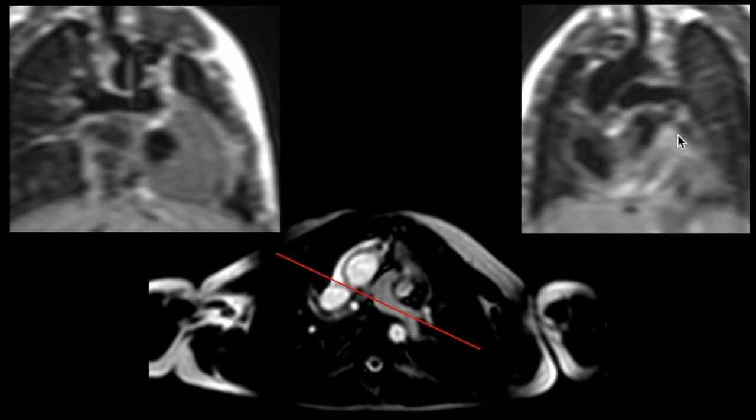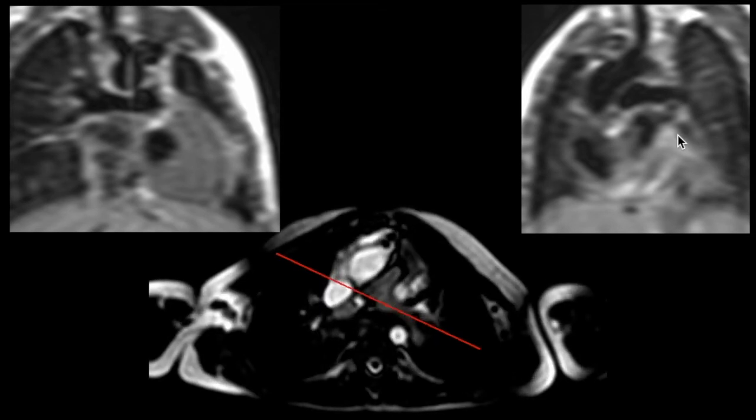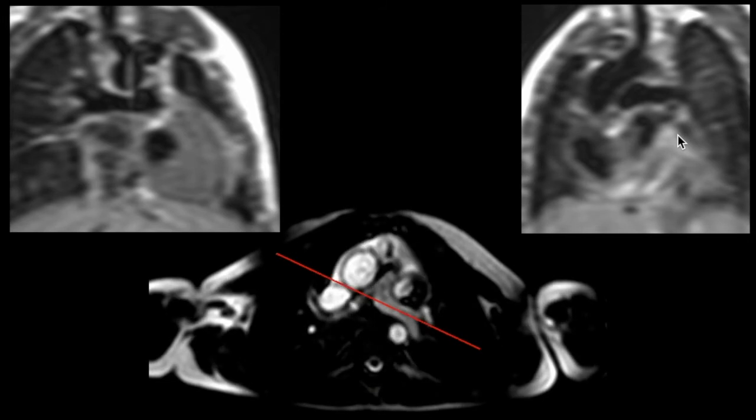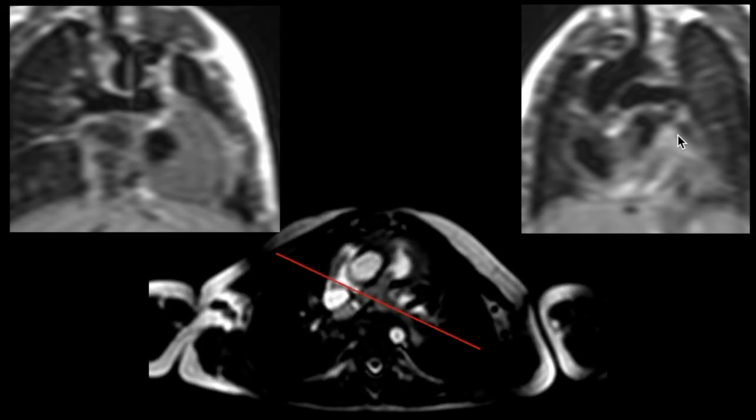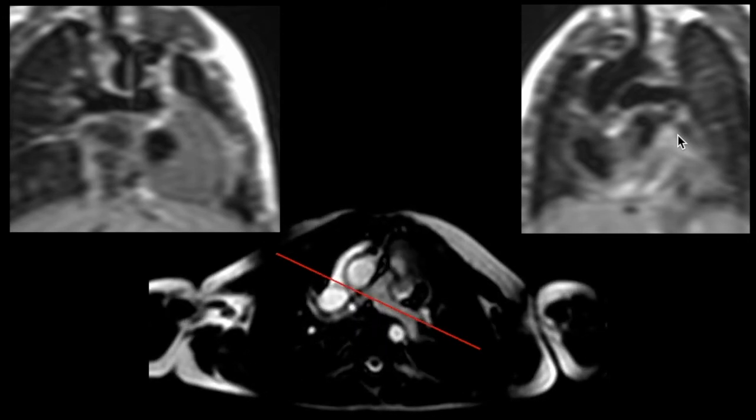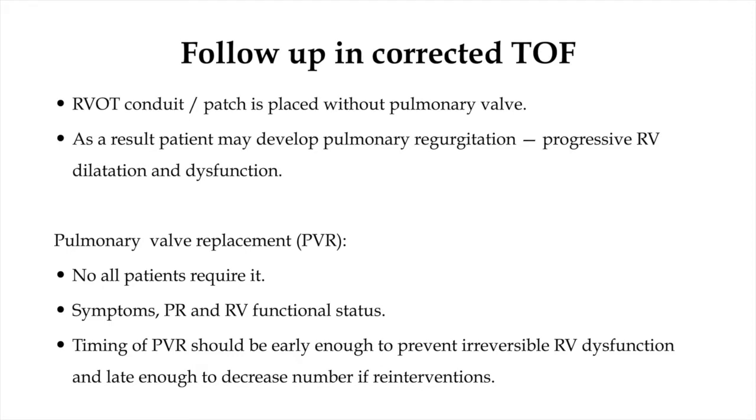So in this patient, there is subaortic VSD, pulmonary stenosis, RV hypertrophy, and overriding of the aorta. So it is a classical case of tetralogy of Fallot. The McGoon ratio is 1.5. The modified right BT shunt is patent. As we know, in the correction of TOF, patch closure of the RVOT or an RVOT conduit is placed without the pulmonary valve.